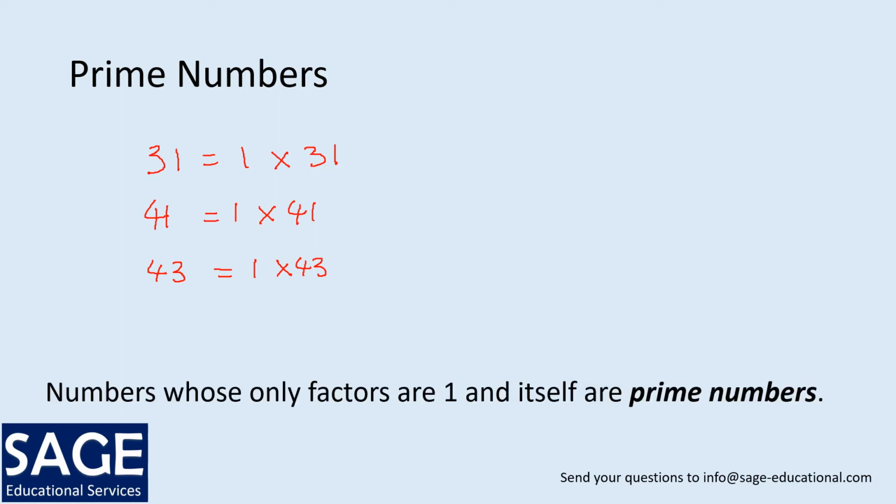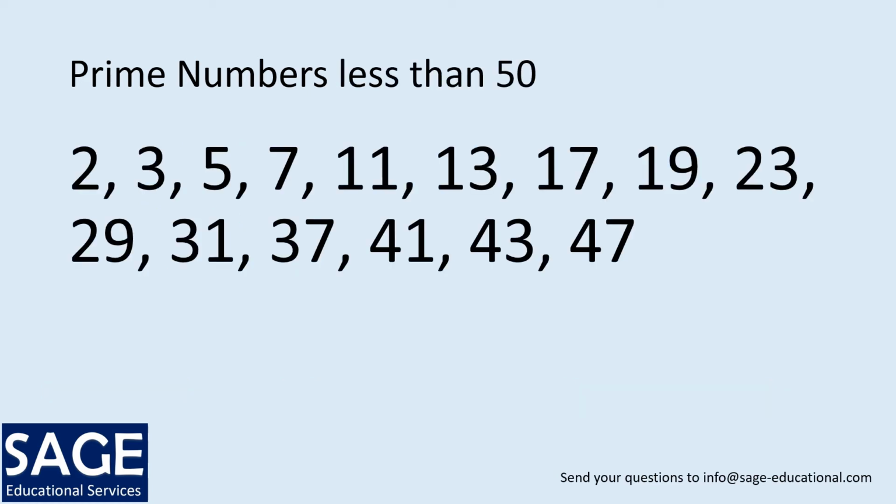Such numbers are called prime numbers. So numbers whose only factors are 1 and themselves are prime numbers. So here are some prime numbers. These are less than 50. And try to write more of those numbers up to 100, so see if you can write all of those prime numbers less than 100.